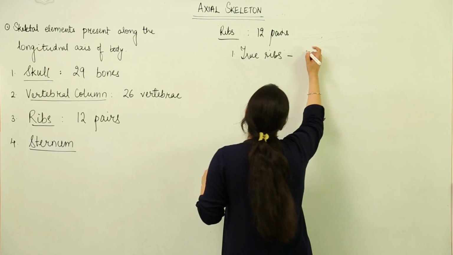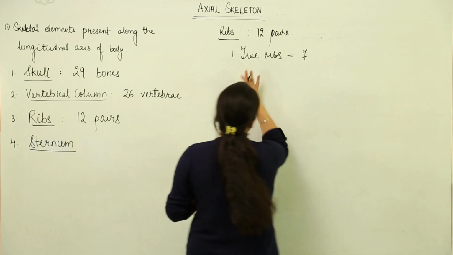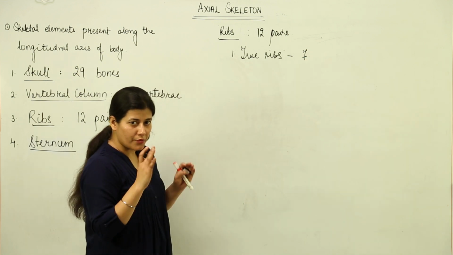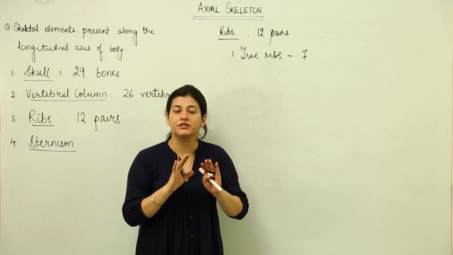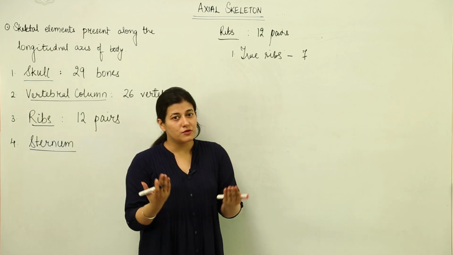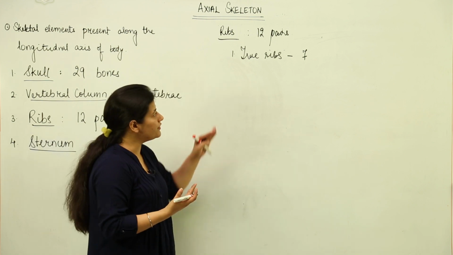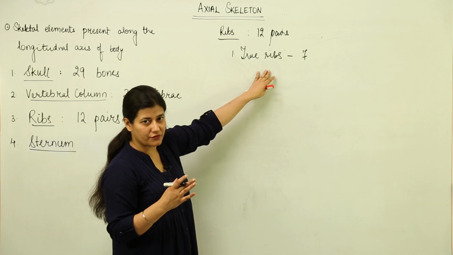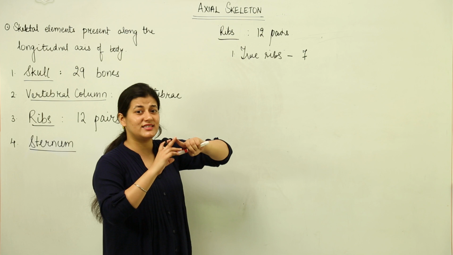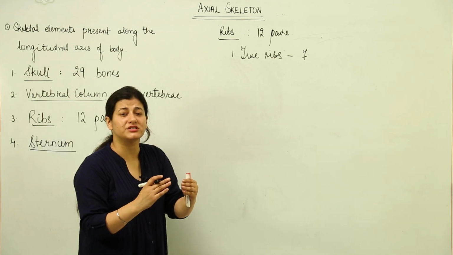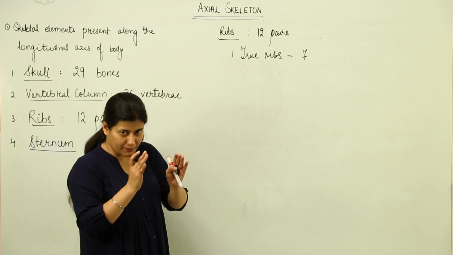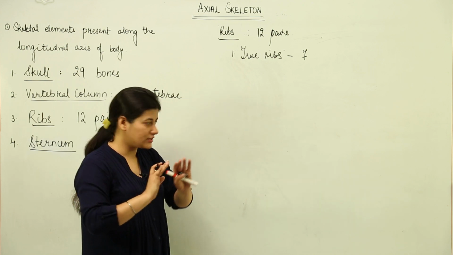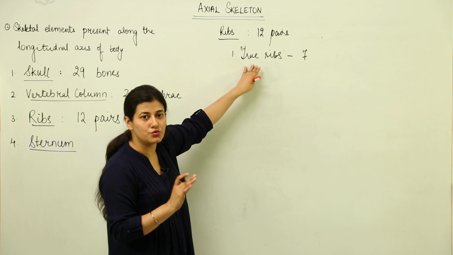which are 7 in number. The first 7 ribs are proper, as I told you in the description, that the back side would be articulated with the vertebral column while the front would be joined to the sternum. The first 7 pairs of ribs, those which originate from the first 7 thoracic vertebrae, they come and join the sternum. They increase in size towards the periphery, and then they come and join to the sternum. That is what is in the case of true ribs.